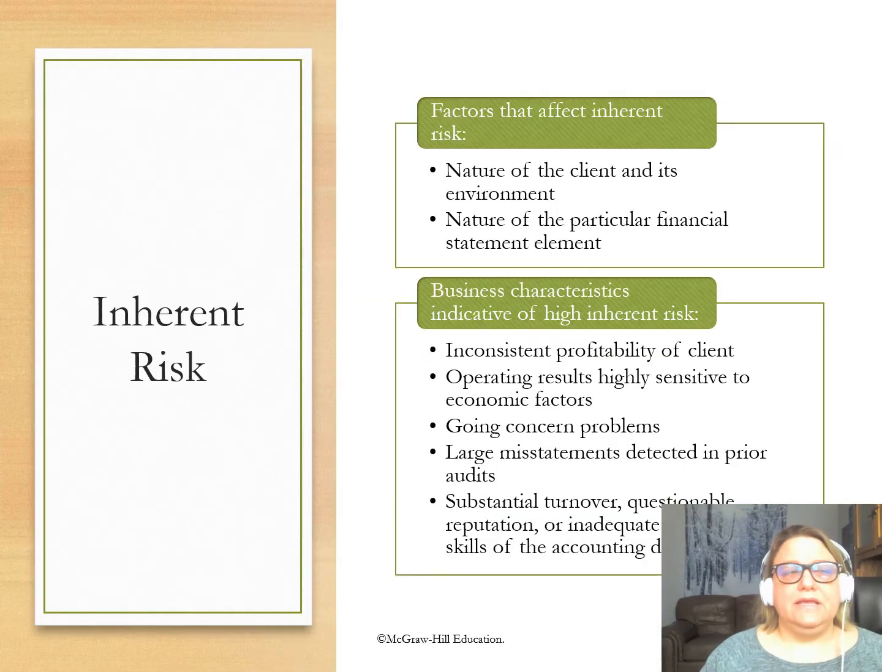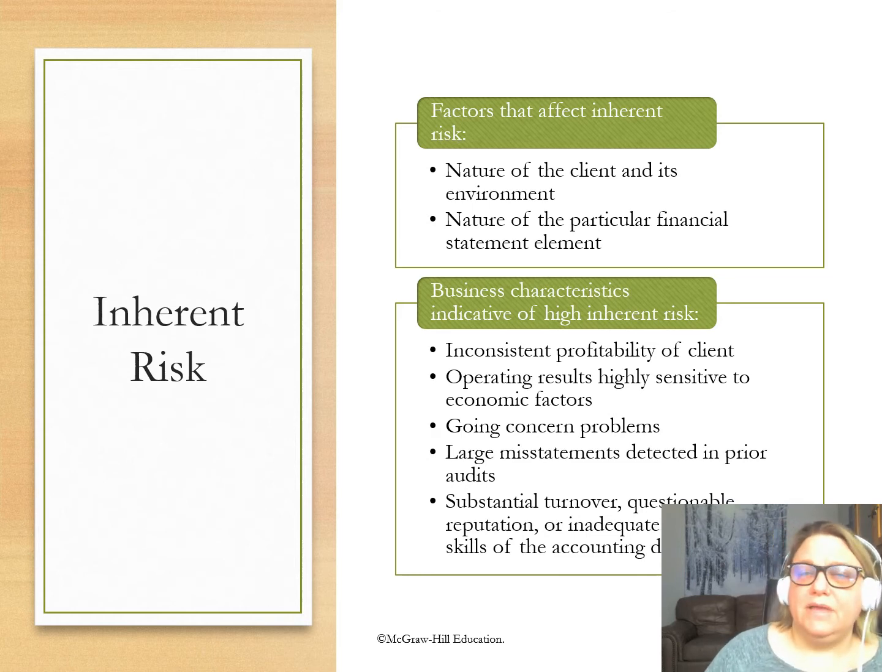All right, so here again, another illustration of inherent risk is the nature of the client and the environment and the particular financial statement element. So for example, cash is a little more risky than other items. So here are some business characteristics of high inherent risk. Here's one: inconsistent profitability, operating results that are highly sensitive to economic factors. Going concern problem means that they're having trouble staying in business. Large misstatements in prior audits. Once you have a prior period adjustment, all eyes are on you. And then substantial turnover.